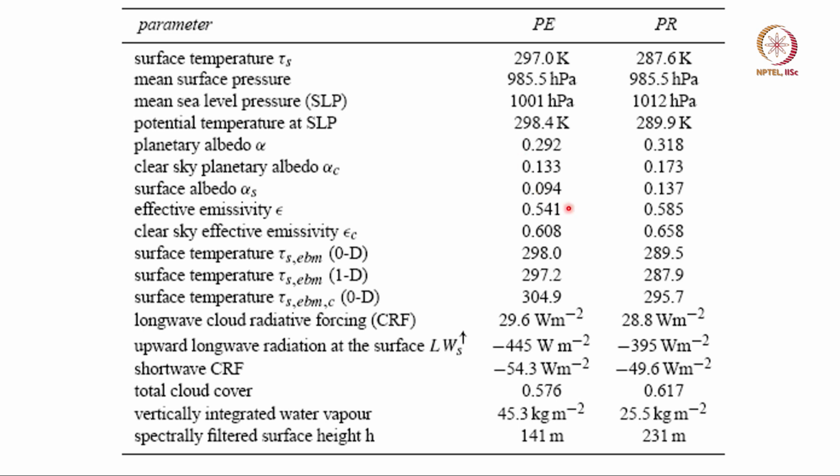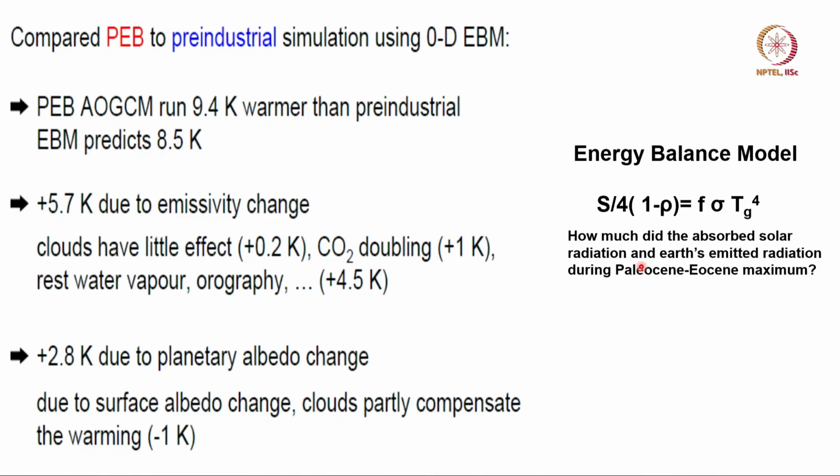And the model surface albedo went down more because of the melting of ice, because it was a warmer climate. The climate was about 9 degrees warmer, and the effective emissivity, which I discussed in the last class, also went down substantially. So now this is some idea, but it is good to relate it to what we learned from the zero dimension model that we did.